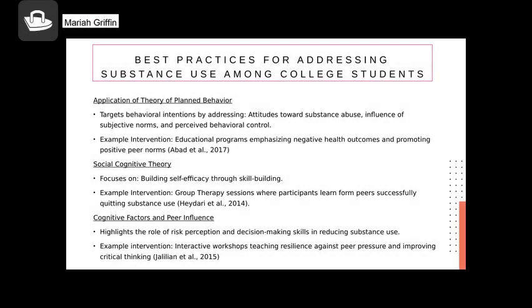This slide highlights best practices for addressing substance use using the theory of planned behavior, social cognitive theory, and insights into cognitive factors and peer influence. The theory of planned behavior focuses on changing behavioral intentions by addressing attitudes, subjective norms, and perceived behavioral control. For example, educational programs promoting positive peer norms and highlighting risks have been effective, as shown by Abad 2017.